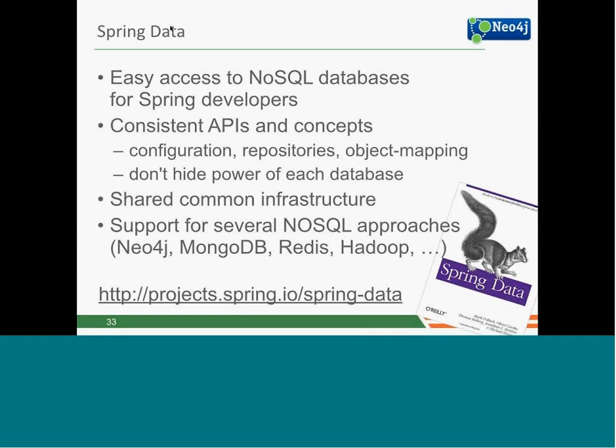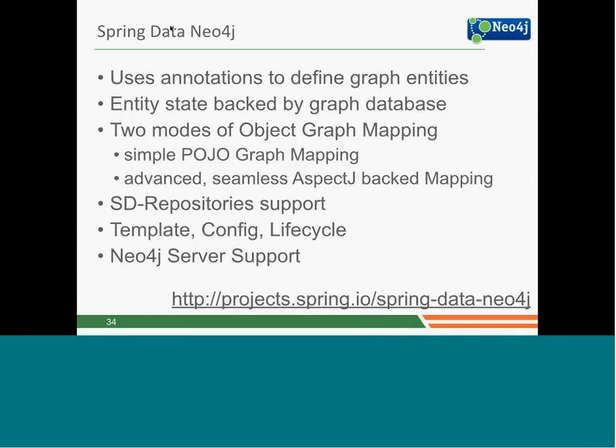So that means consistent configuration. We have consistent repositories in Spring Data. Object mapping works similarly. And while having these same concepts in all places, you don't hide the power of each database. So you can always tie into the specific operations of the database, specific APIs, and leverage them as much as possible. We also share common infrastructure in Spring Data, and we have support for many different data stores. I think it's almost 10 now. And you find it there. And as you probably know, we have the Spring Data book, which I will say something about at the end as well.